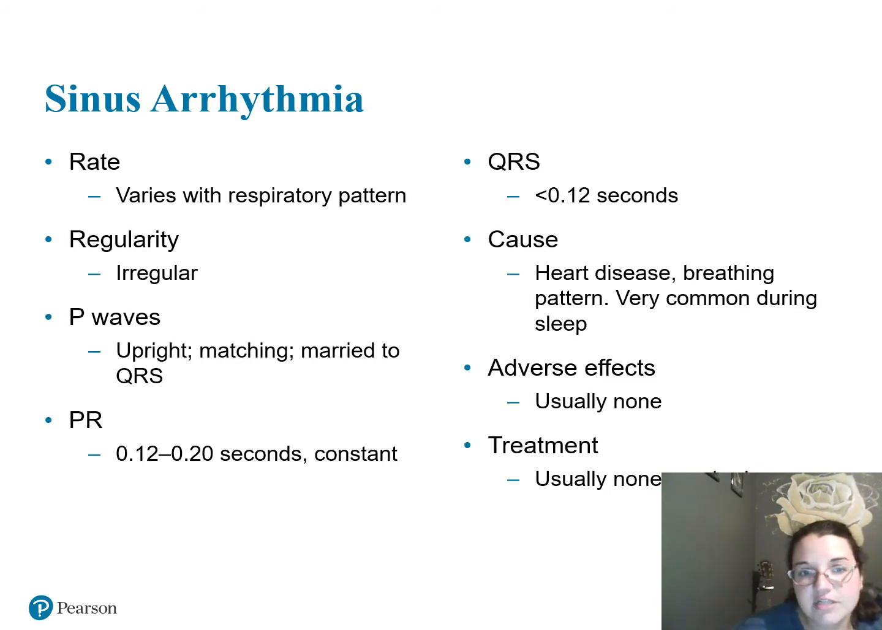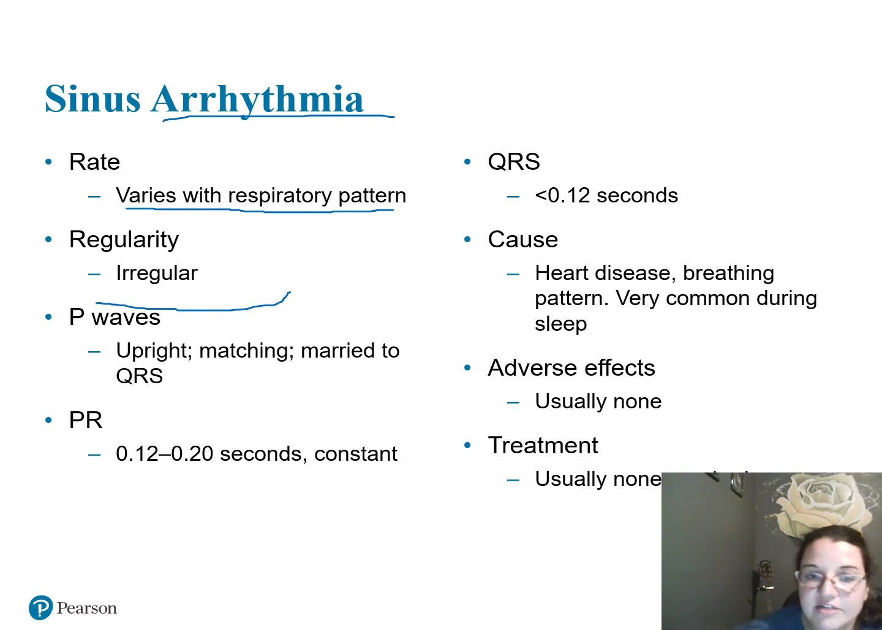Here are your rules. The rate of a sinus arrhythmia is going to vary with your respiratory pattern, your breathing pattern. It's going to be irregular. If you remember, that's going to be chaos, right? It's not going to be just a 1 or 2 box difference between your R intervals. It's going to be plenty of boxes that are different, and it's going to be crazy. P waves are going to be upright, matching, and married. PR is still going to be constant. QRS is still going to be less than 0.12.